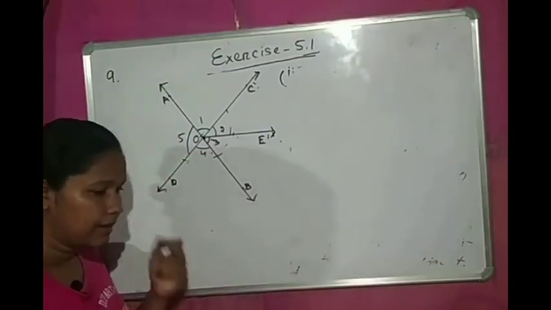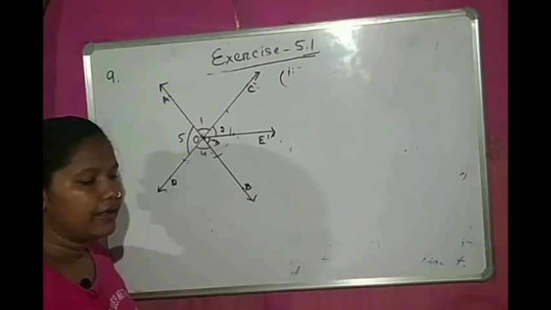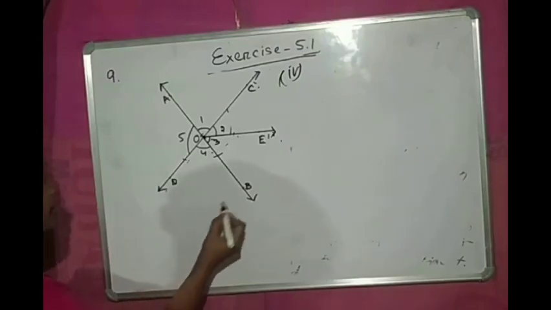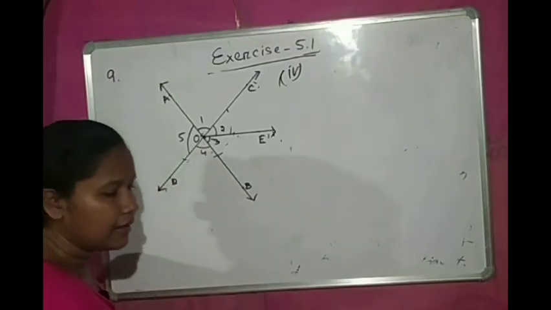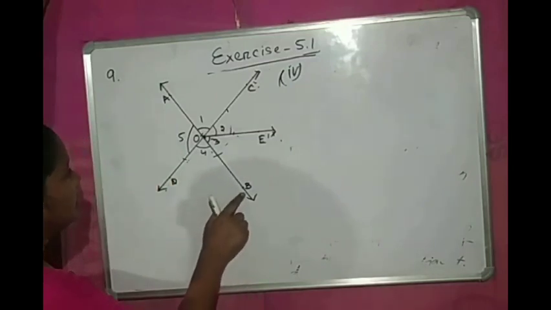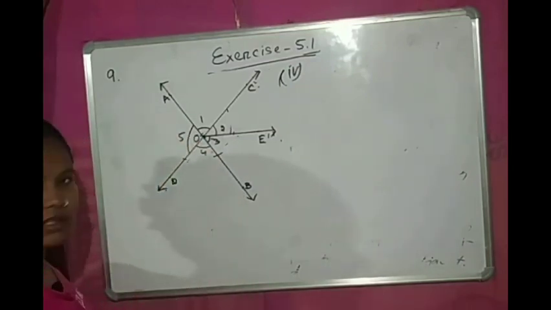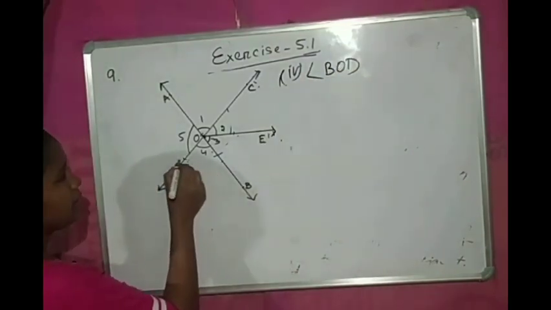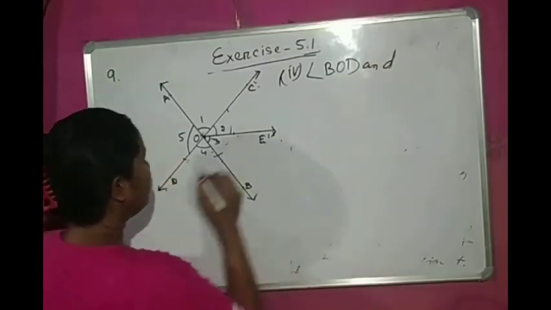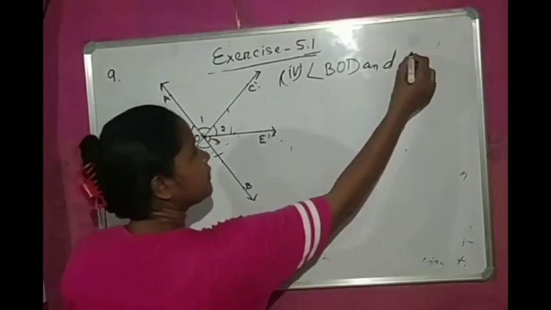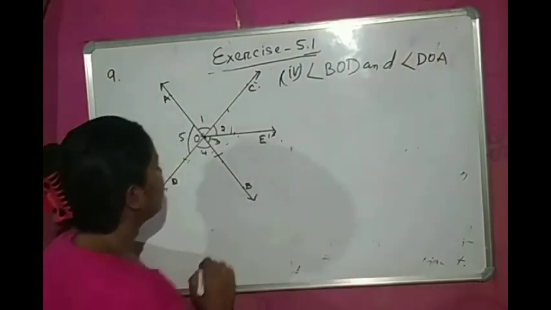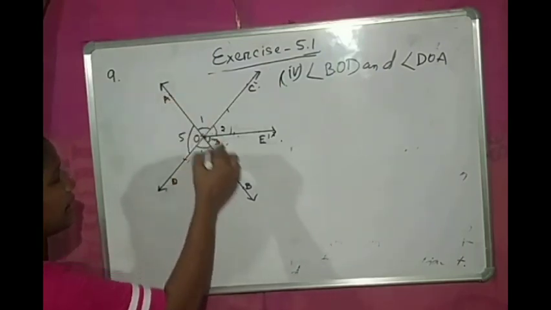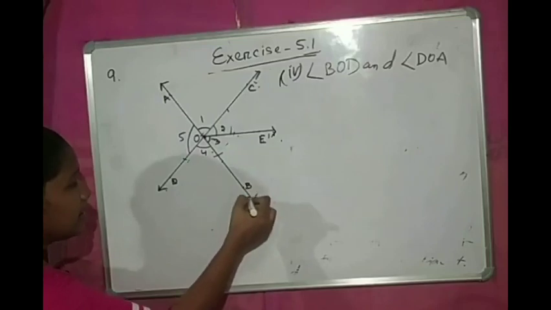Next, part 4: are angle BOD and angle DOA supplementary? Angle BOD, this one, is angle 4, and angle DOA is angle 5. Are they supplementary? Yes, because they are present on a line.